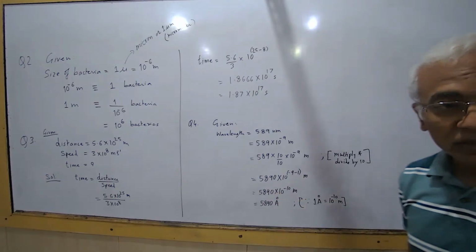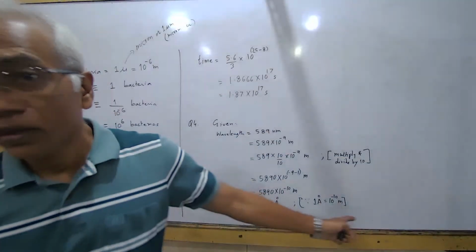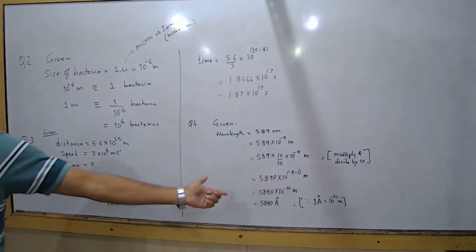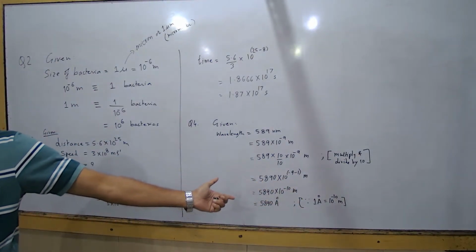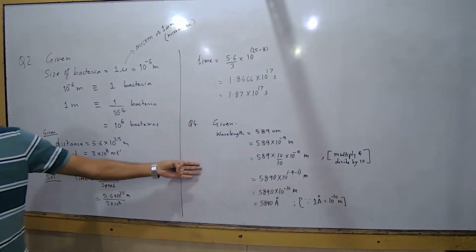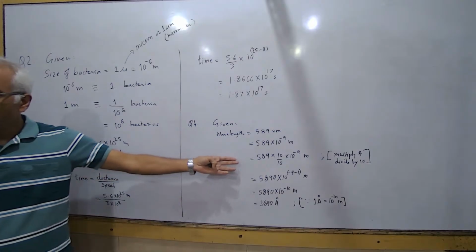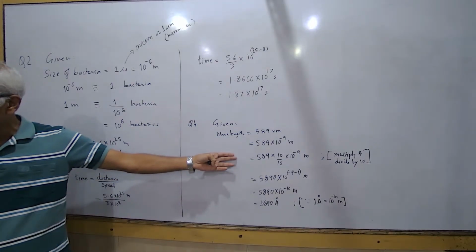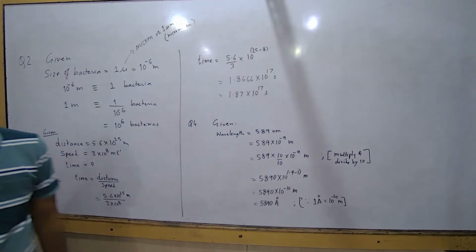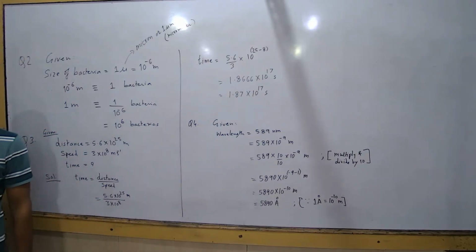So that's how it is 5890 angstrom. Understood? This is a technique you must have used in mathematics, right? You multiply and divide by the same number, it does not change the result, correct? So in physics, mathematics is the basic necessity. Mathematics finds application in physics.